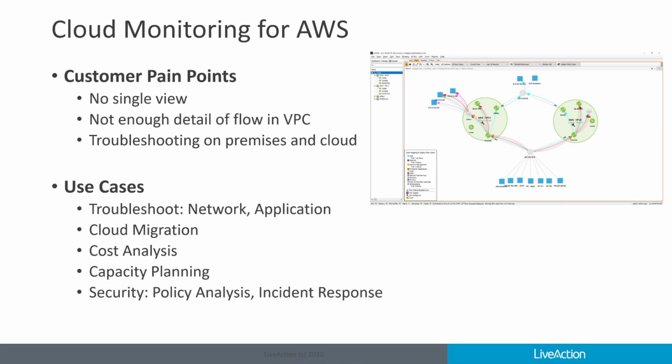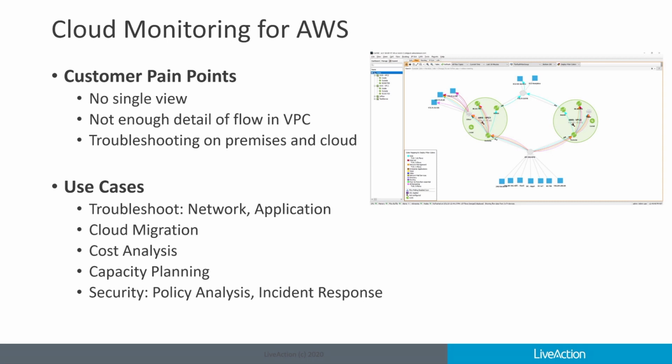The specific customer pain points that this addresses are the ability to have a single view of both your cloud and on-premises in a single platform, and also not having enough details of what's actually happening within the VPC at the flow level, and then being able to visualize that to make it easier to troubleshoot.